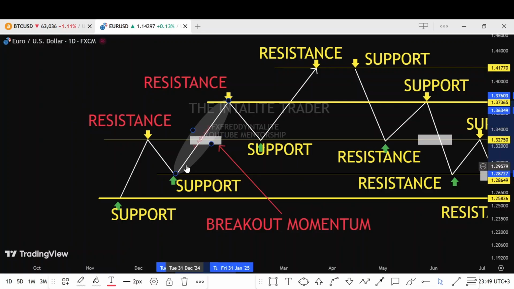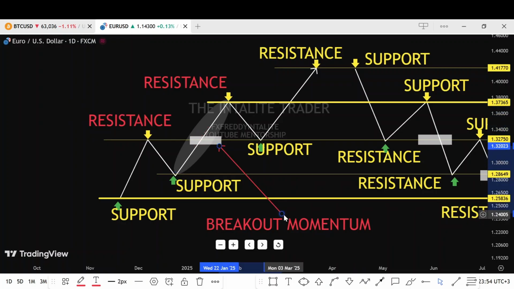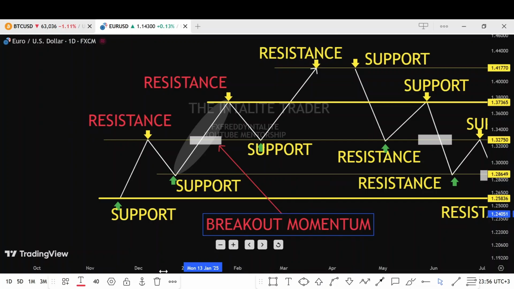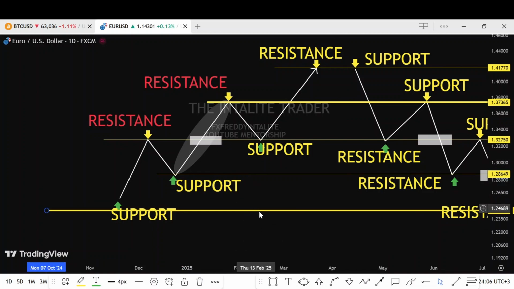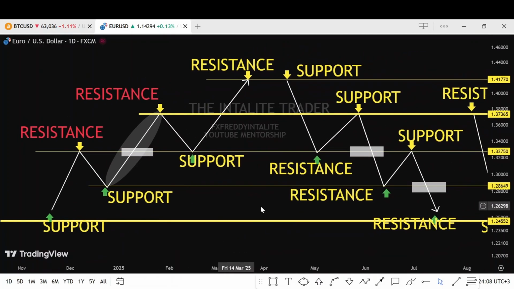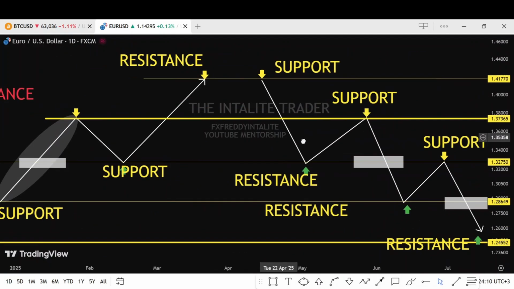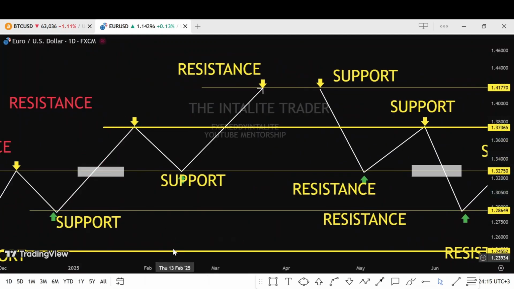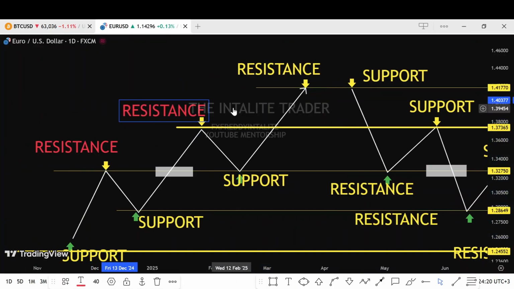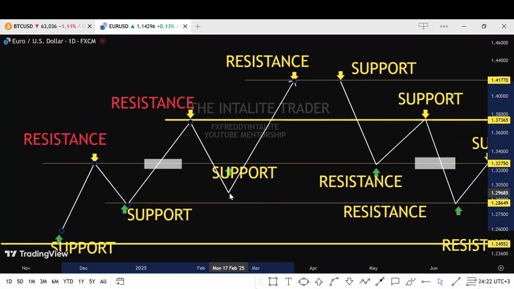So this breakout move is what we call breakout momentum, telling you they are willing to push price higher. Now, when price goes higher, it encounters a resistance at this point. So this resistance here is going to push price lower.